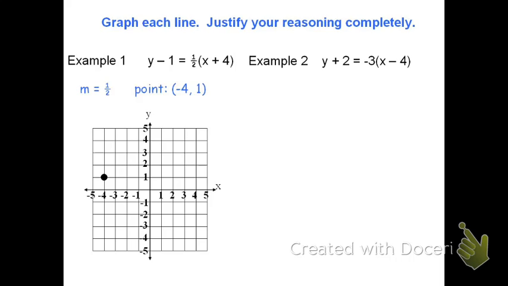The slope is 1/2. This means it will rise 1 and go 2 to the right. And then again, rise 1, 2 to the right. Once we have a few of these points, we can draw the line. Make sure next to the line you also write the equation. In this case, y minus 1 equals 1/2 times the quantity x plus 4.